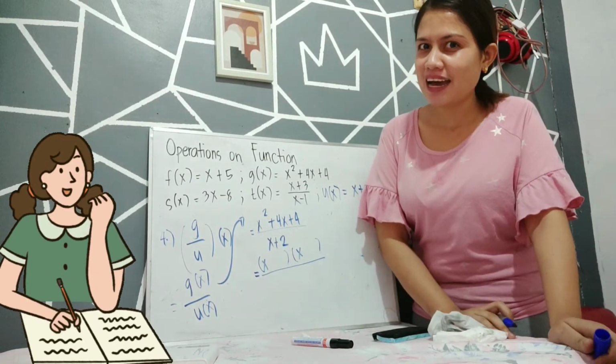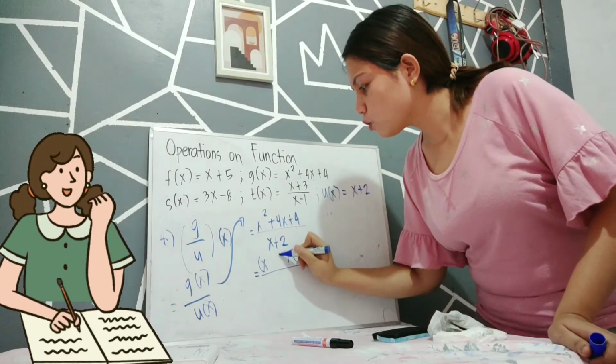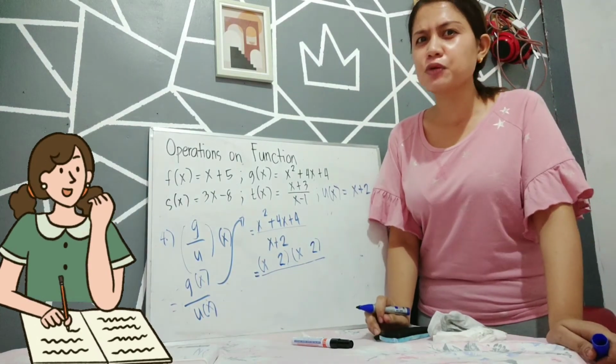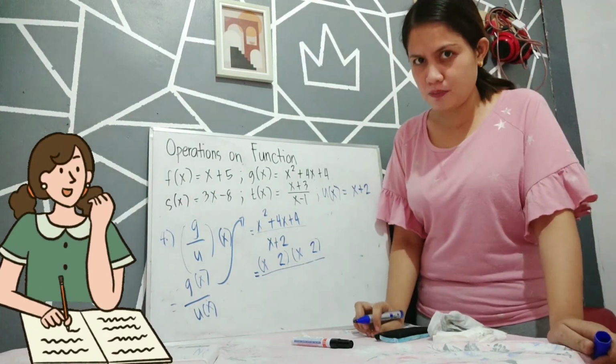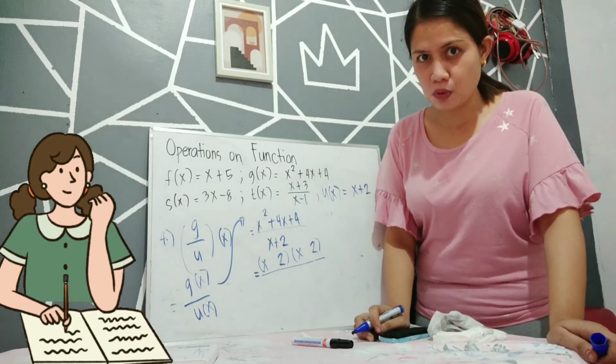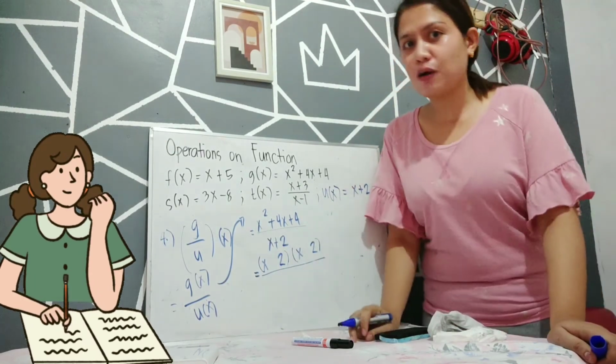Do you have something in mind? Yes, you're right. It's 2 times 2. Okay, let us recheck. What is 2 times 2? It's positive 4. What is 2 plus 2? It's positive 4. So it means this is the correct factor.